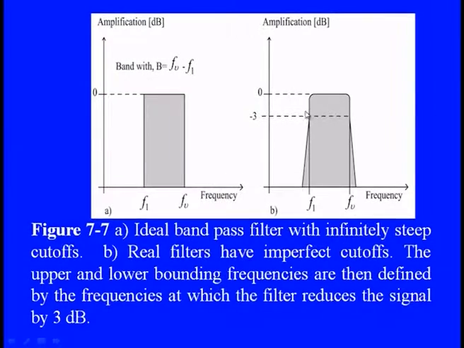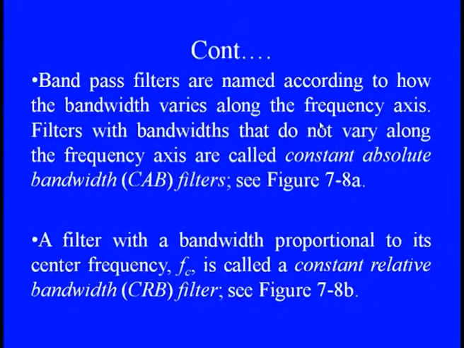So, if we are just looking at that point, if we are reducing the signal by 3 dB, you see here up to almost we are in the perfect zone where we can say that the real filters can pass this much bandwidth. So, the band pass filters are named according to how the bandwidth varies along the frequency axis.